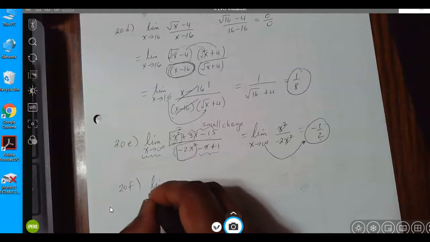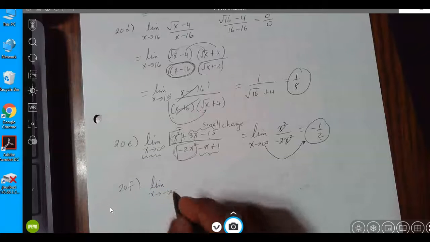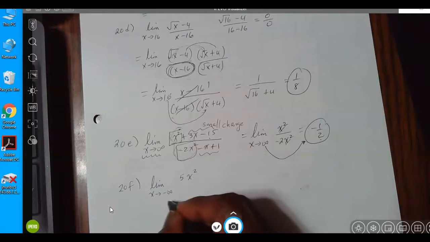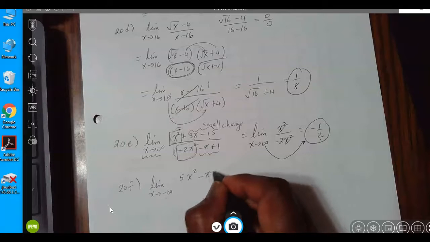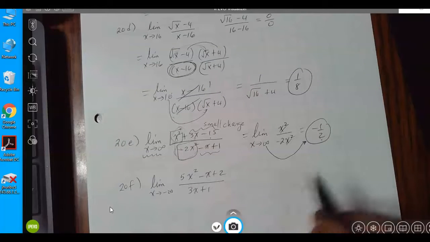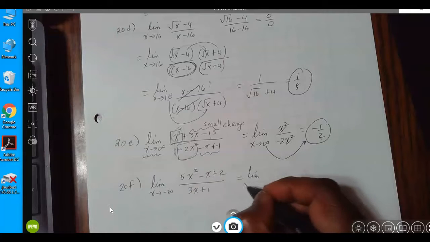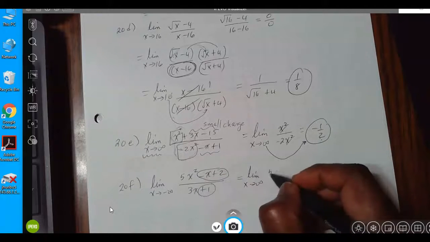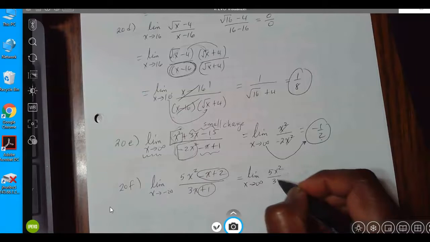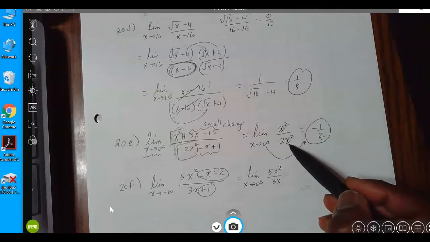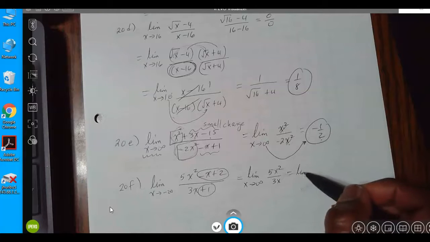All right, in 20F, there's a subtle difference. X is approaching -infinity, but the thought process is the same as if it were positive infinity. And now you have the degree of the top is greater than the bottom. So once again, we're going to ignore small change, small change, small change. Focus on the leading terms of the top and bottom. Now, unlike the previous case where the x squares canceled out, here you have an x remaining.